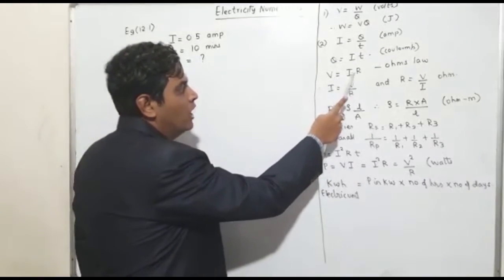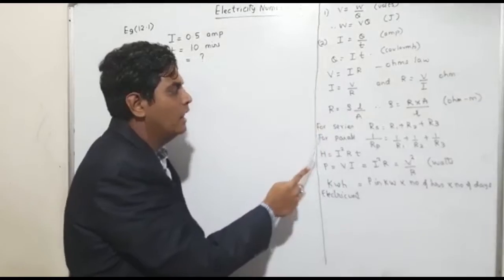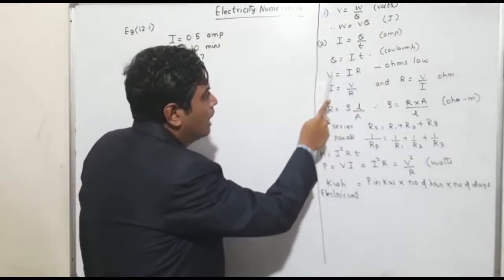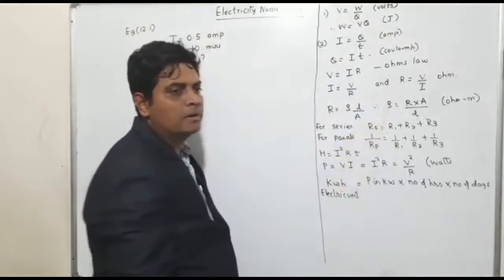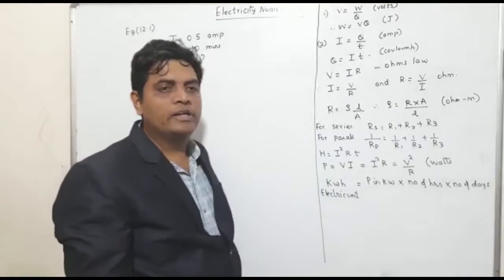So from this formula you get I is equal to V upon R, and you get R is equal to V upon I. What is the unit of R? R is nothing but the resistance, and resistance unit is ohm.